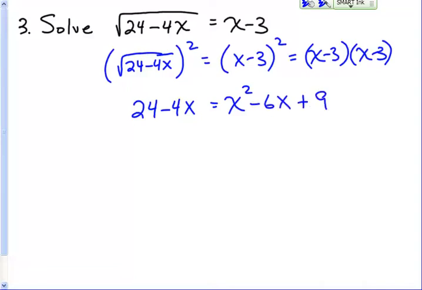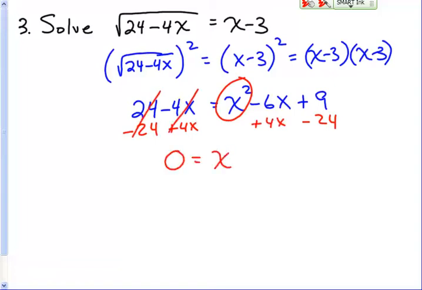Because of the x squared here, I've got a quadratic equation. For solving quadratic equations, we want to make it equal to 0. So I'm going to subtract the 24 to get it over here to the other side, and I have to add 4x. So now over here, everything canceled out, so we have 0. This is going to be 15.